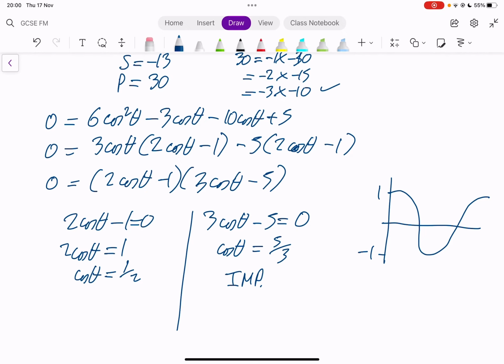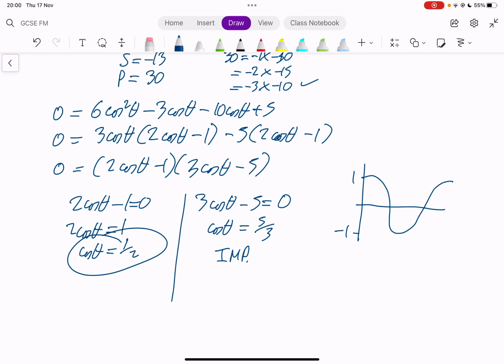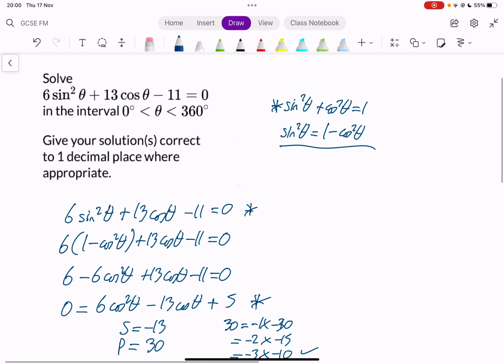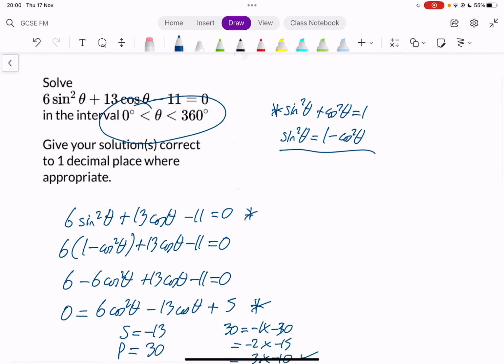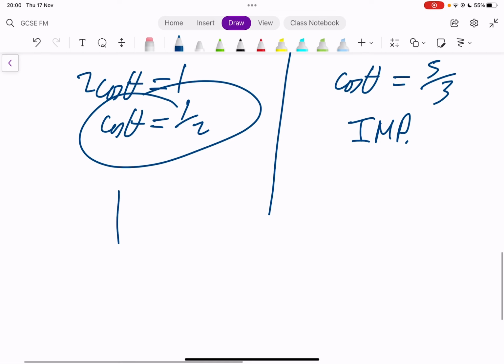So it actually becomes very easy, this question, because we've just got to solve cos theta is equal to a half on whatever the range was. What was our range? 0 to 360 degrees. So we don't even need a calculator for this one. This is a nice angle.